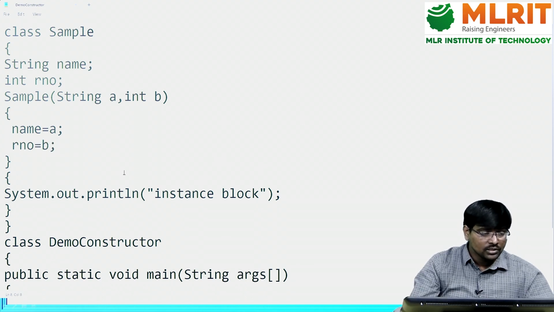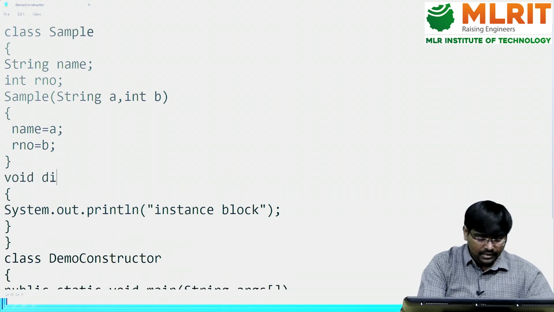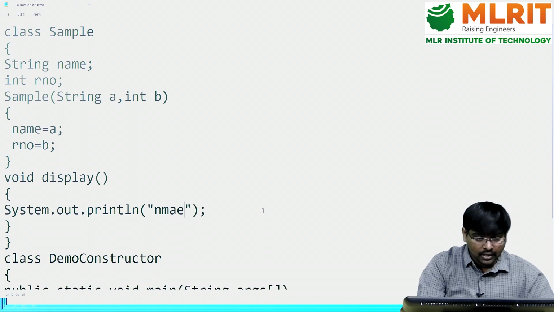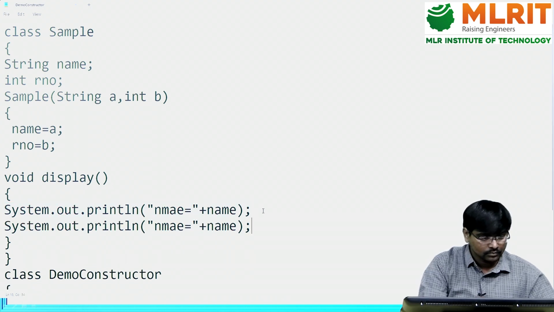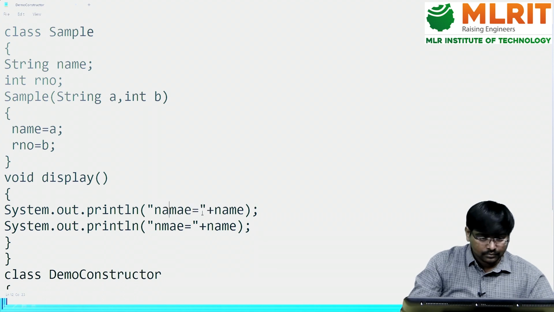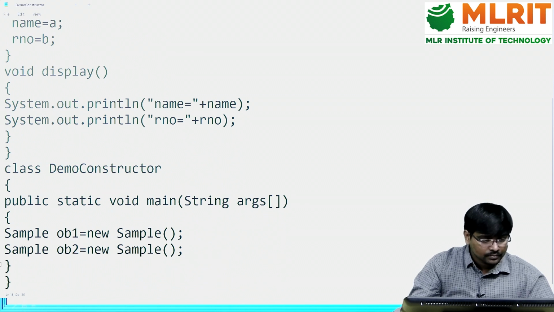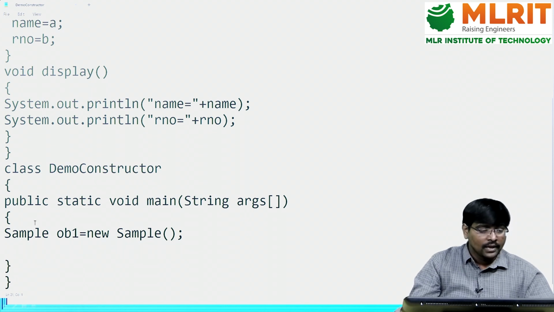And write down some display method. Void display. Here what I am doing? Just to print the values. Name is equal to plus name. Roll number is equal to plus RNO. Here observe the things. One object is sufficient.